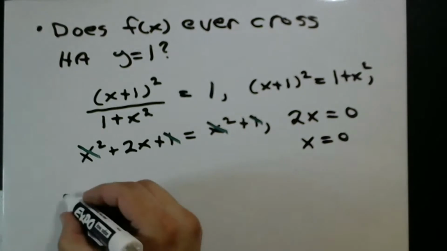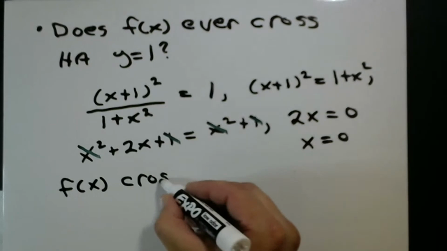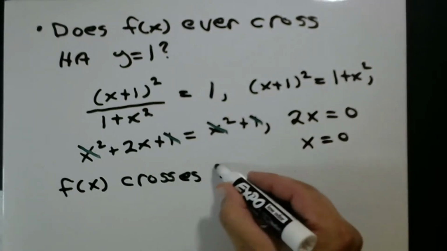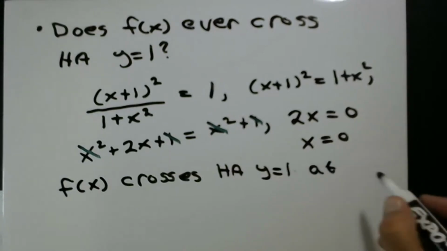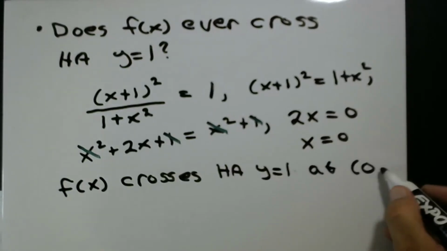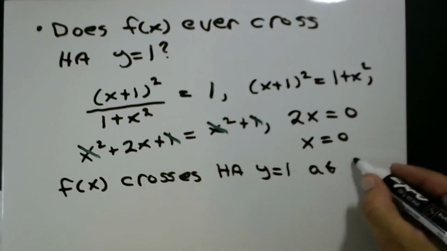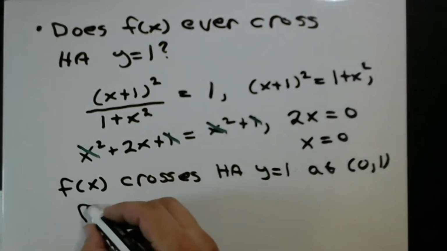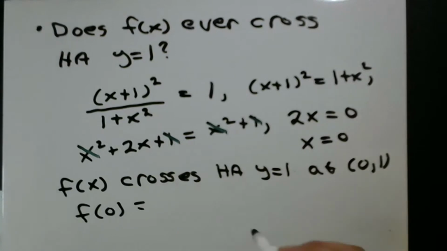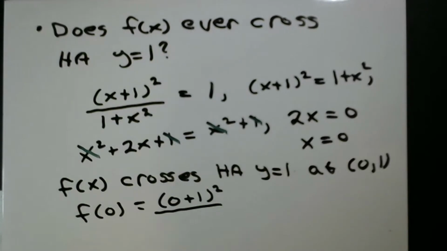So what does this say? F of x crosses the horizontal asymptote y equals 1 at only one location, at x equals 0. Let's find out. It's going to be (0, 1). And if you're not sure about that, you can just plug in 0 into f of x. But remember, the horizontal asymptote always has a y value of 1.